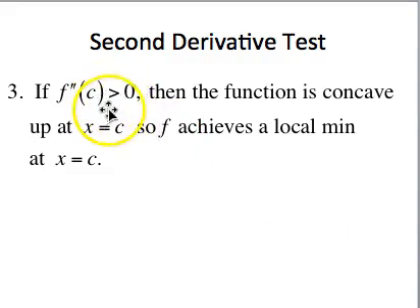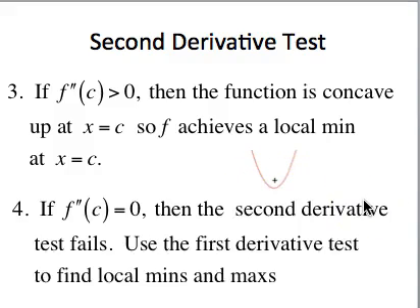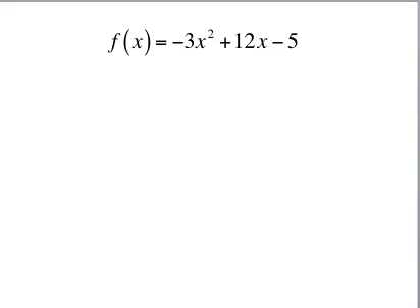If the second derivative is positive, then the function is concave up. So if it's concave up, it's a right side up parabola, in which case the function f would achieve a local min there. Can we see that? Positive concavity, horizontal tangent line, that will achieve a local min or a relative min at that point. Now, if the second derivative is 0, the second derivative test fails, so you can't use it. So you've got to go back and use the first derivative test to find any local mins or maxes.